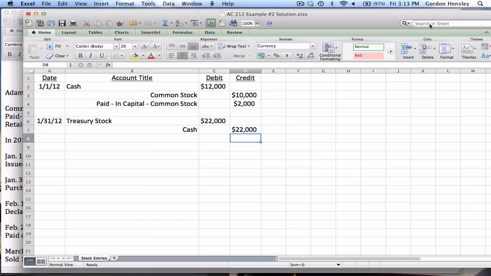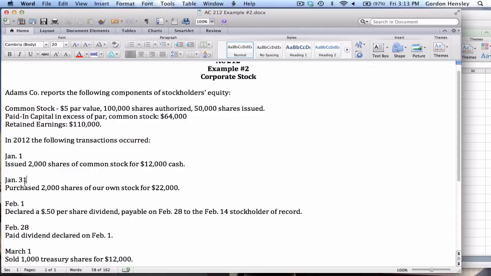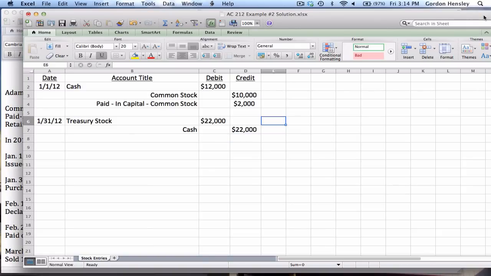Now, in a transaction like that, when I bought the 2,000 shares and paid $22,000, that insinuates that what I really paid is $11 a share. 22,000 divided by 2,000 is 11. And I'm just going to make a little note of that over here to the side. That's going to help me out later on. So this little note of this $11, that's not going to be part of the journal entry. But I'm just going to make a note of that because I'm going to need to know that later on when I start selling this treasury stock back.